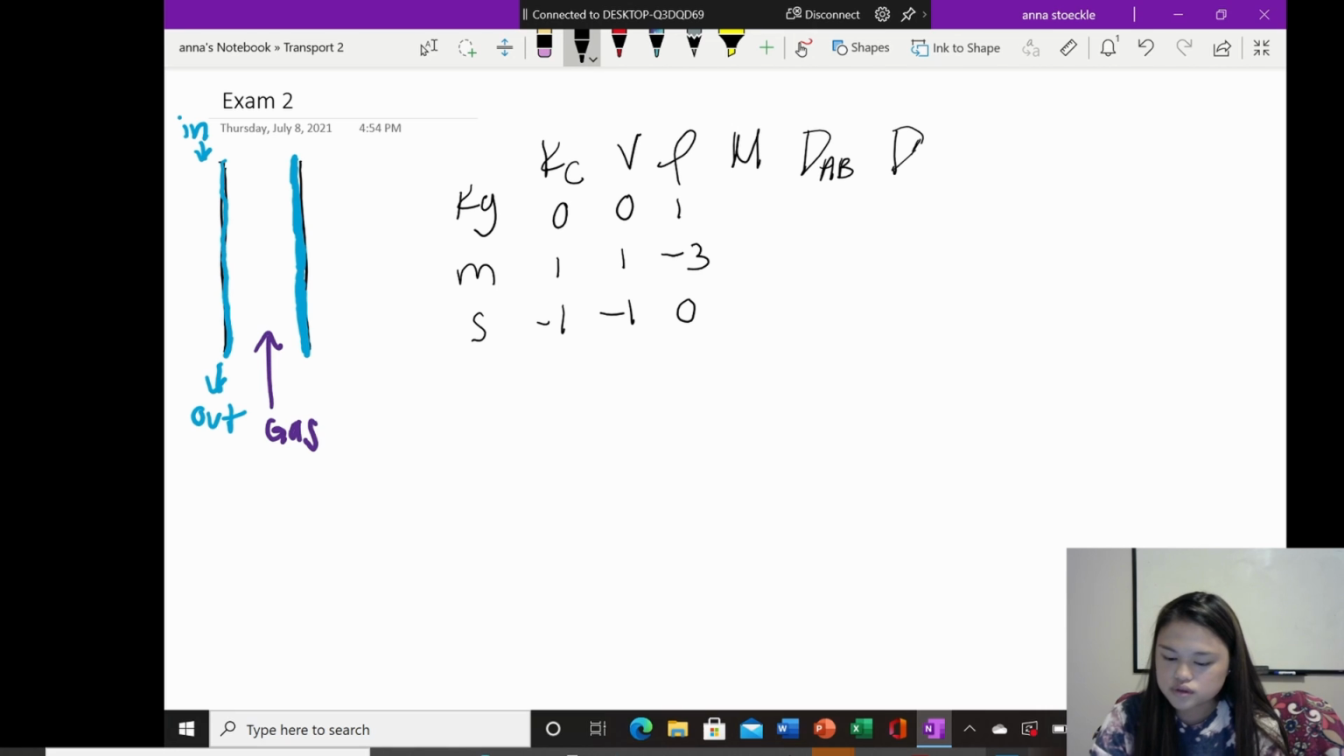Viscosity is going to be kilograms per meters per second. So 1 here, and these will both be in the denominator. And then for the diffusion coefficient, that's going to be in meters squared per second. So there's not going to be any kilograms. There will be 2 for the meter squared, and then per second, just a -1. And then diameter, which is just the length, we'll just have meters.